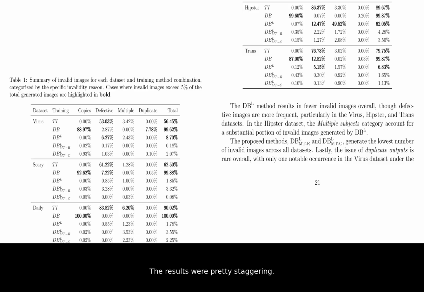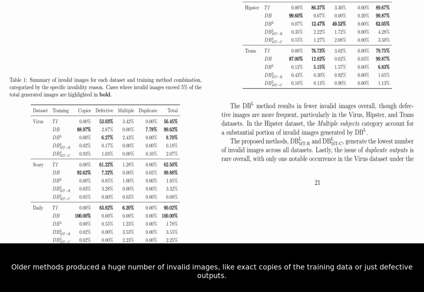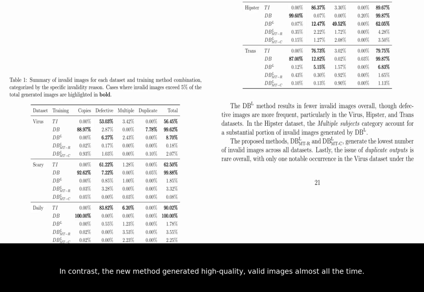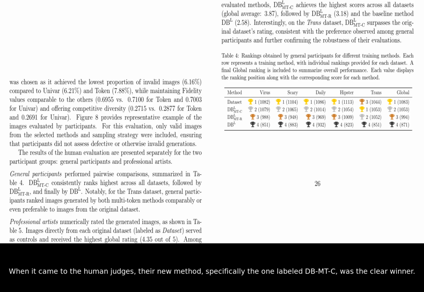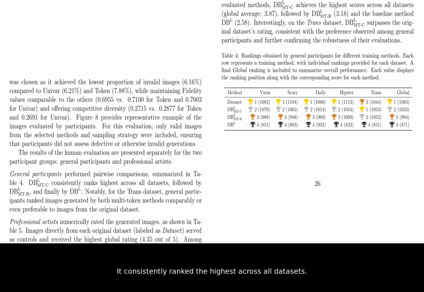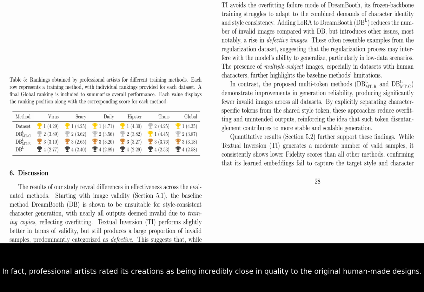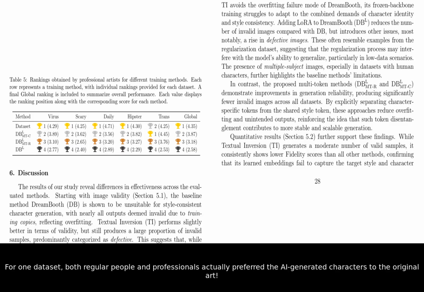The results were pretty staggering. Older methods produced a huge number of invalid images, like exact copies of the training data or just defective outputs. In contrast, the new method generated high-quality, valid images almost all the time. When it came to the human judges, their new method, specifically the one labeled DBMC, was the clear winner. It consistently ranked the highest across all datasets. In fact, professional artists rated its creations as being incredibly close in quality to the original human-made designs. For one dataset, both regular people and professionals actually preferred the AI-generated characters to the original art.